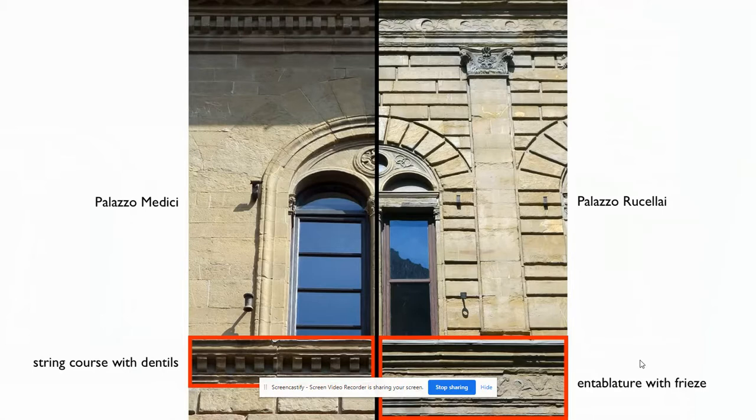Here's another example, the Palazzo Medici on the left, Palazzo Rucellai on the right. So he's definitely taking influence from that, but trying to follow these architectural principles that he's discovered that he feels like will make it even better.